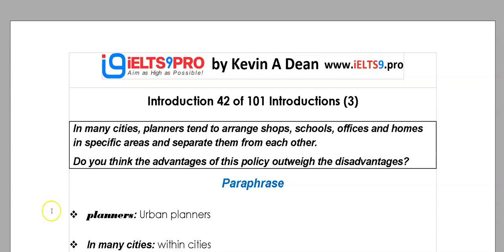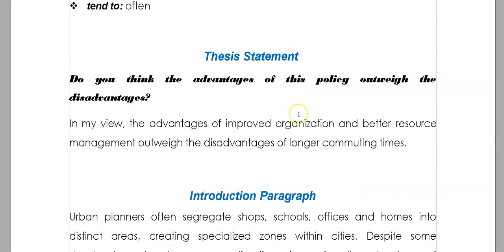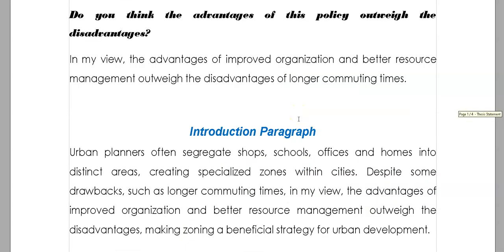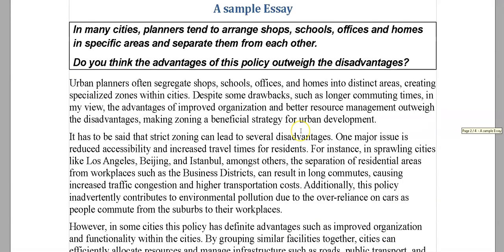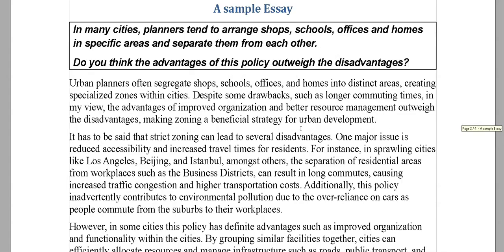Okay, so this is one about zoning, where, you know, in cities, you've often got a business district, or they'll put all the shopping centres together, etc. So, do the advantages outweigh the disadvantages of this policy? Bit of paraphrasing here. There's your thesis, introduction, but we'll just get straight down to the main essay. So, you paraphrase, answer the question.